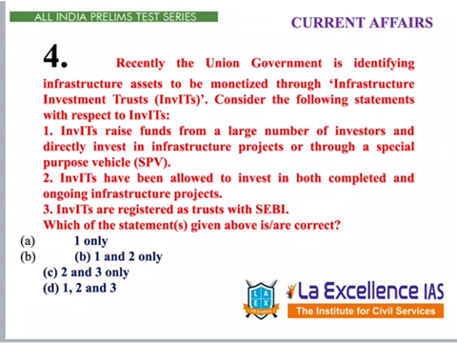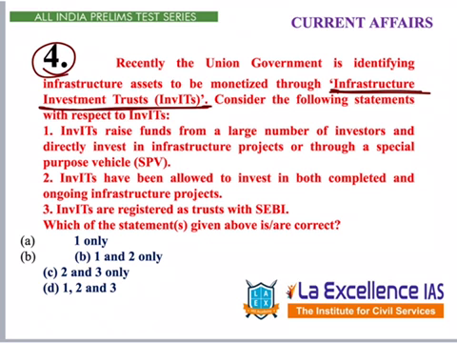The next current affairs question is given under question number 4. Here if we see, this question is with regard to infrastructure investment trusts. Regarding this, recently the Union government identified infrastructure assets to be monetized through infrastructure investment trusts. Consider the following statements. Here if we observe, 1 is there in 3 options, 2 is there in 3 options, 3 is there in 2 options. So in most cases we can say 1 and 2 would be correct. So if we can say 3 as correct or incorrect, then we can arrive at the solution.